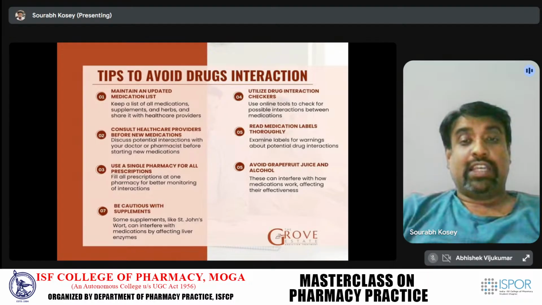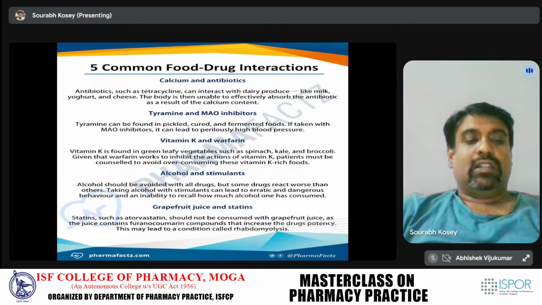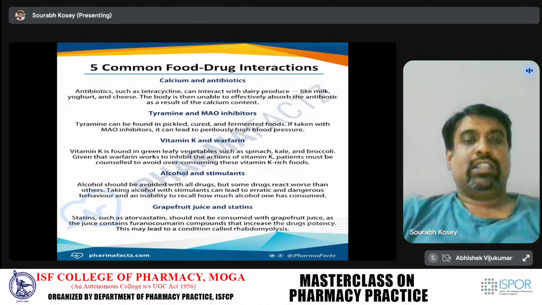Utilize drug interaction checkers online. Read medication labels thoroughly, and avoid grapefruit juice with alcohol. This can interfere with how medicines work, affecting their effectiveness. Some of the common food-drug interactions are calcium and antibiotics.